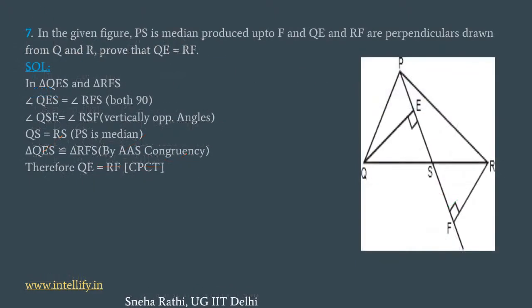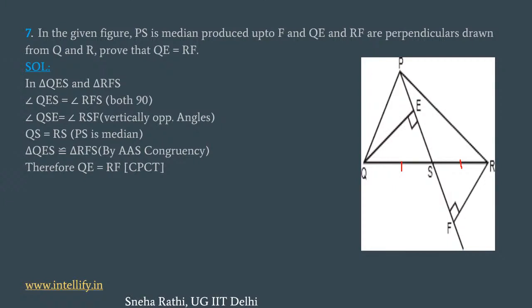Question. In the given figure, PS is median produced up to F and QE and RF are perpendiculars drawn from Q and R. Prove that QE is equal to RF. Okay, now it is given that PS is median produced up to F, which means that the median divides the line into two equal halves and bisects the line. So QS will be equal to SR, and QE and RF are perpendiculars drawn from Q and R, which means that angle QES is equal to 90, angle RFS is equal to 90. We need to prove that QE is equal to RF.